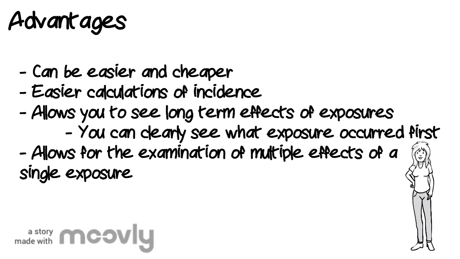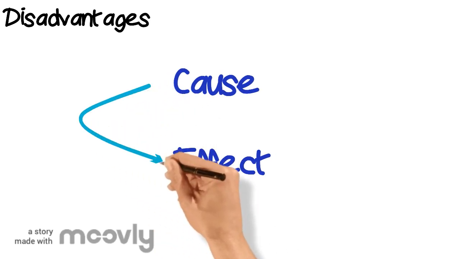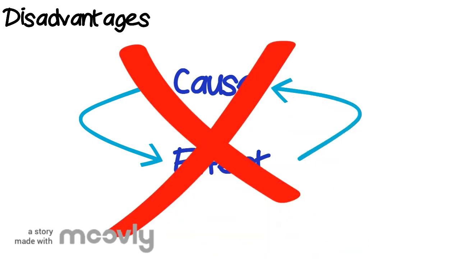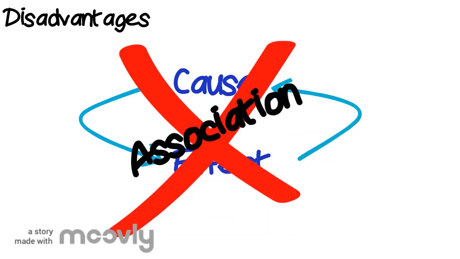Also in prospective studies, this allows for the examination of multiple effects of a single exposure if this is the case. Of course, there's going to be disadvantages of cohort studies as well. First and foremost, there's no clear cause and effect relationship seen as you do in experimental studies such as case control studies. You instead rely on association to draw your conclusions. But again, this is due to cohort studies largely being a part of descriptive epidemiology.